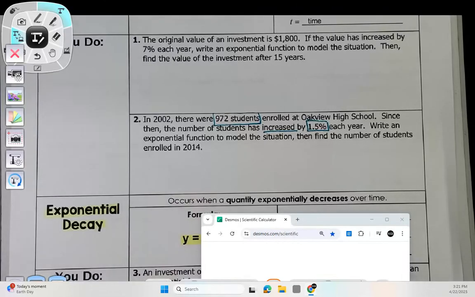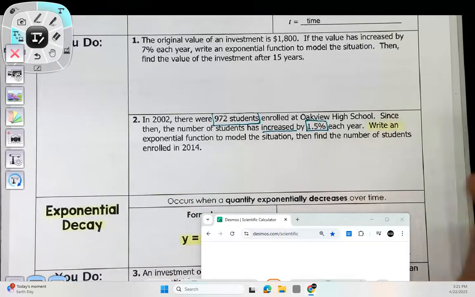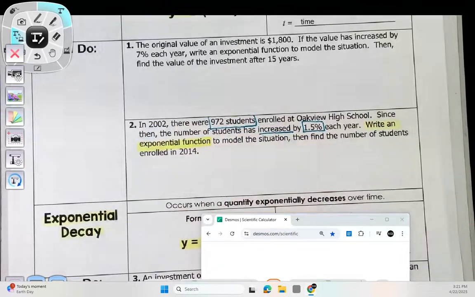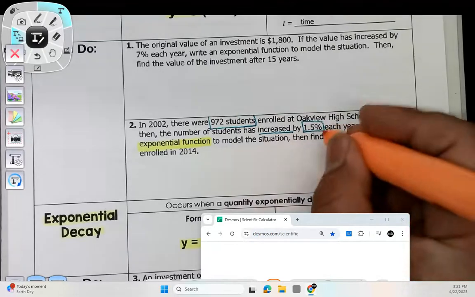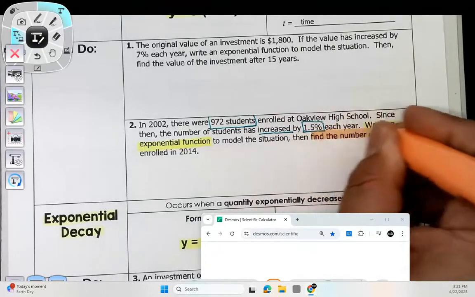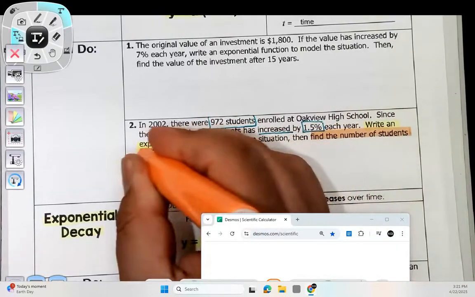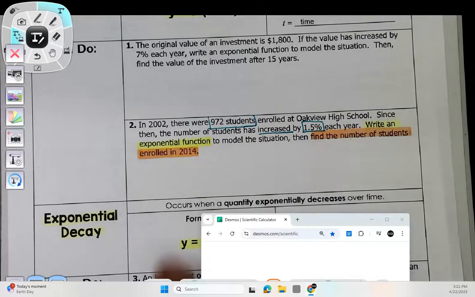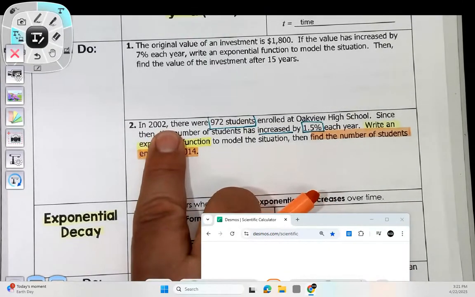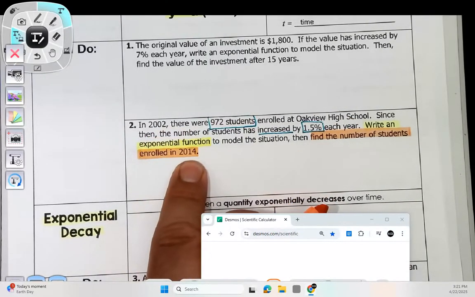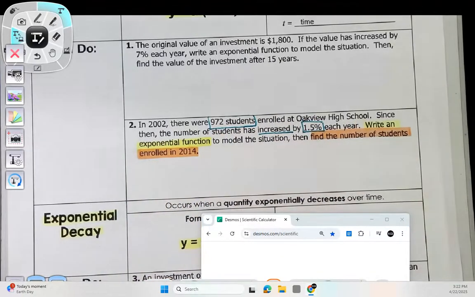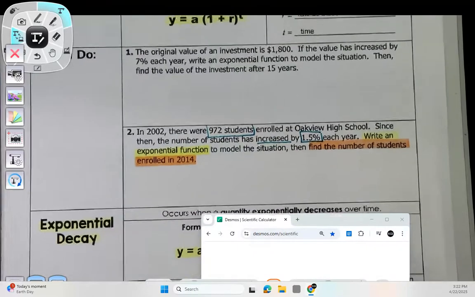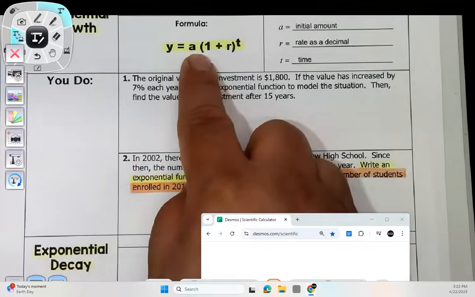So if you notice, they're asking me to just write an exponential function to model it, and then it says then find. So notice there are actually 2 parts to this question. They also want me to find the number of students enrolled in 2014. So basically, they started to look at the numbers in 2002. Now they just want me to see what the new population would be in 2014 based on the model we created.